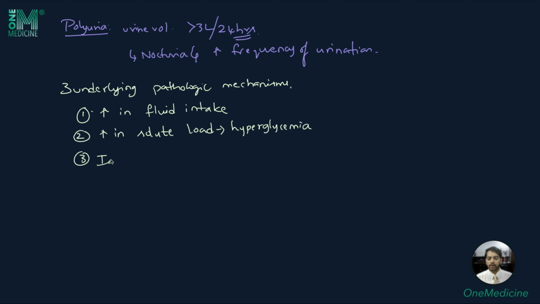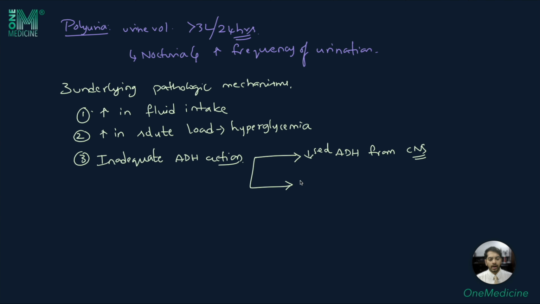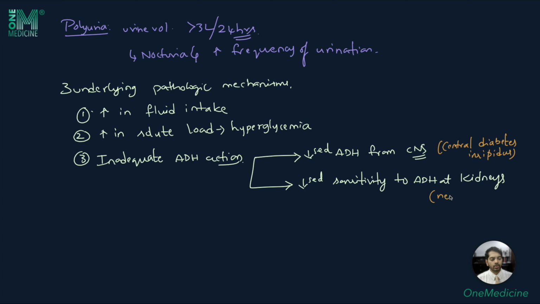Third is inadequate antidiuretic hormone action. Now, this inadequate antidiuretic hormone action is further divided into two: reduced ADH levels from the brain or central nervous system, and reduced sensitivity to ADH at the level of kidneys. Now, the reduced ADH from CNS is called central diabetes insipidus, and reduced sensitivity to ADH in the kidneys is called nephrogenic diabetes insipidus.